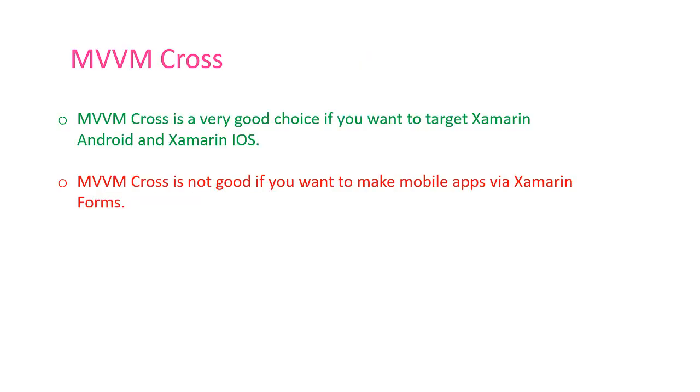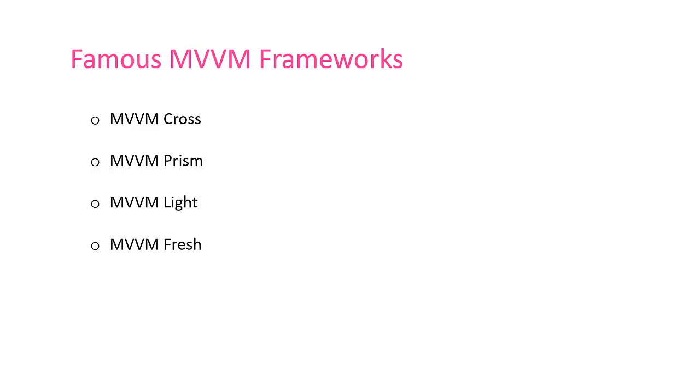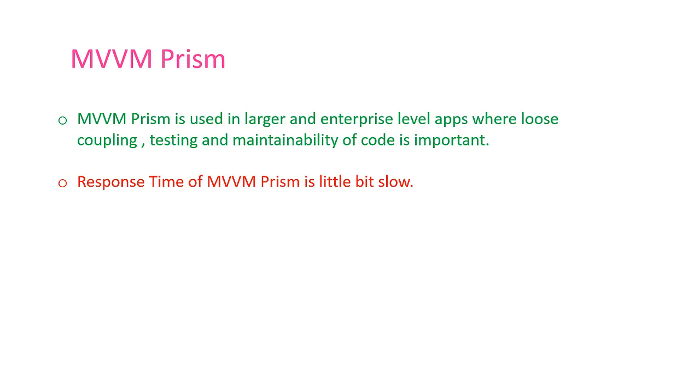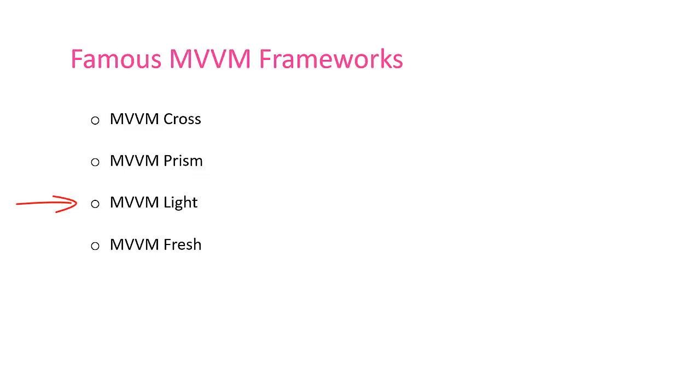MVVM Cross is the best option if you want to make mobile apps with Xamarin Android and Xamarin iOS. But if you want to make mobile apps with Xamarin Forms, then MVVM Cross is not a good way to make applications. And we have different options to make Xamarin Forms applications with different MVVM frameworks like Prism, Lite, and MVVM Fresh. And from this list, Prism is the best if you want to make mobile apps for larger and complex systems where loose coupling, testing, and maintainability of code is more important than the performance or response time of the application.